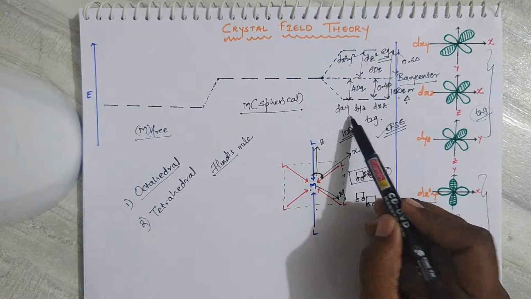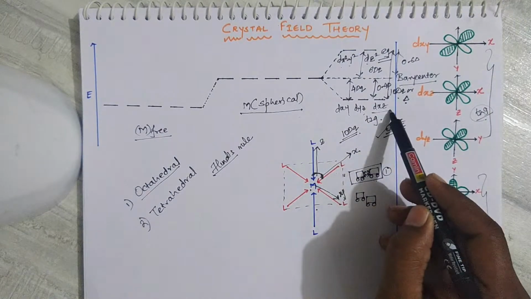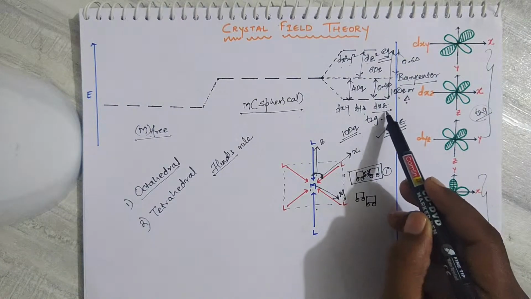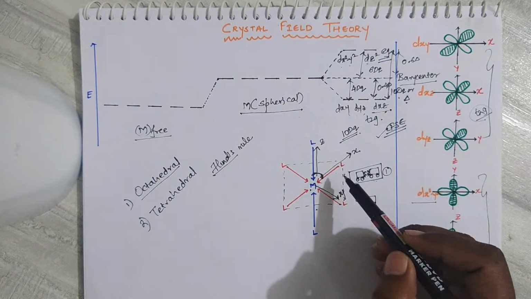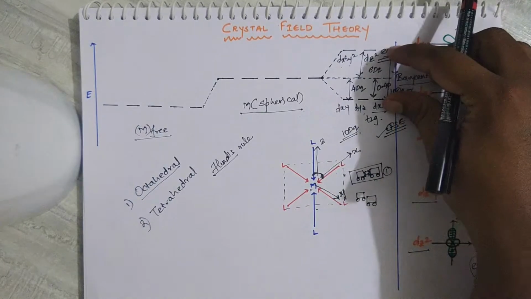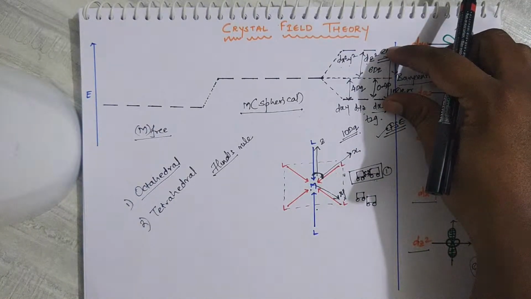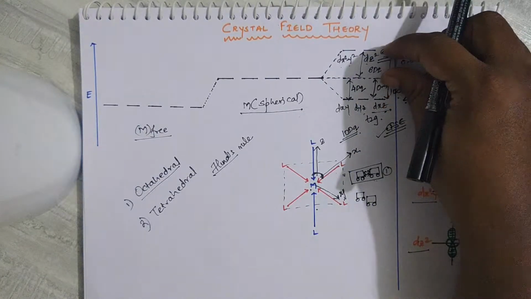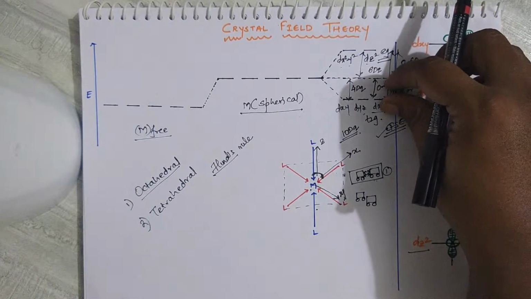The orbitals like dxy, dyz and dxz, in this case the orbitals are present in between the axes, so ligands are not going to have any repulsion with them, and that's why they go lower in energy. This energy gap is called crystal field stabilization energy, which is basically your 10 Dq value. This energy gap is of 6 Dq and this energy gap is of 4 Dq.